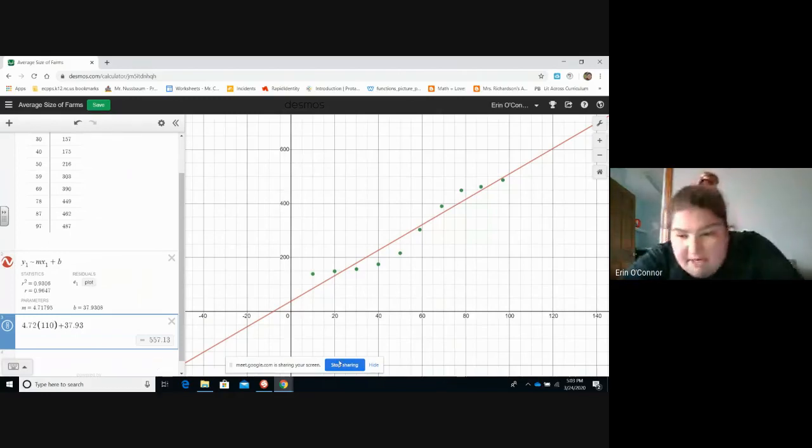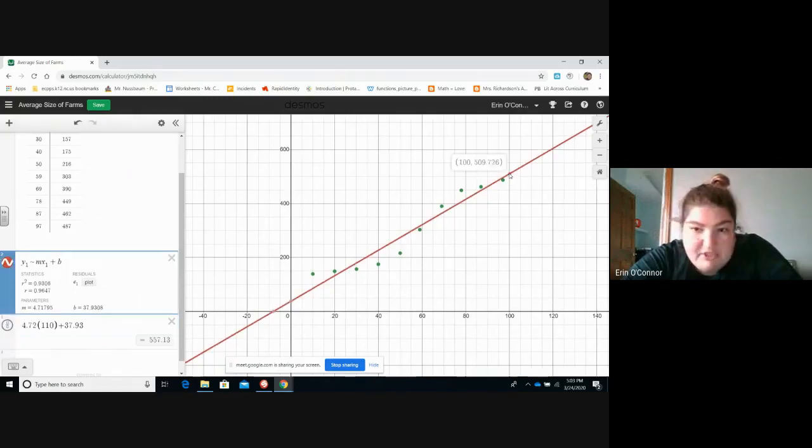And you guys can see that on the graph. Like at 100, we would be right here, which is 509.726. And at 110, we would be right here, which is 556 around. Rounding up, 557. So you guys can also see on your graph, you don't have to always do just the calculations. Your graph can tell you too by tracing along the line.